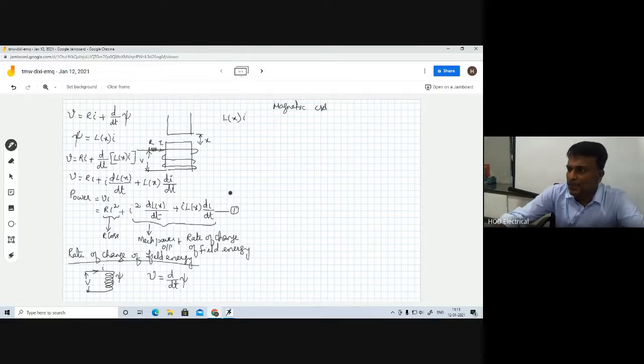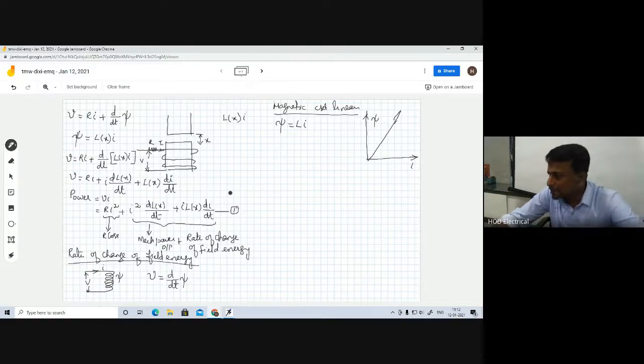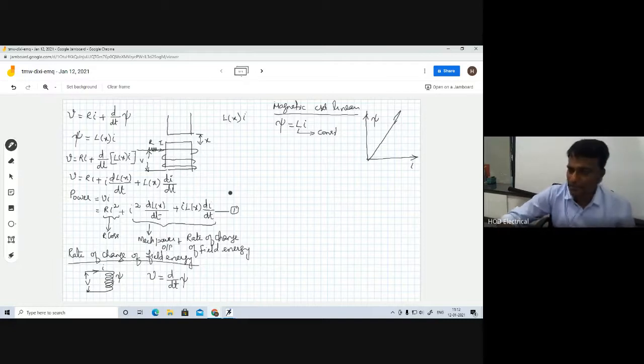What is meant by the magnetic circuit being linear? For example, if on the y-axis there is the flux and on the x-axis there is the current, the proportionality will be linear. If this is linear, we already know flux linkage psi is equal to L into I. If psi and I are linear, automatically the inductance will be constant. So we are assuming the magnetic circuit is linear.